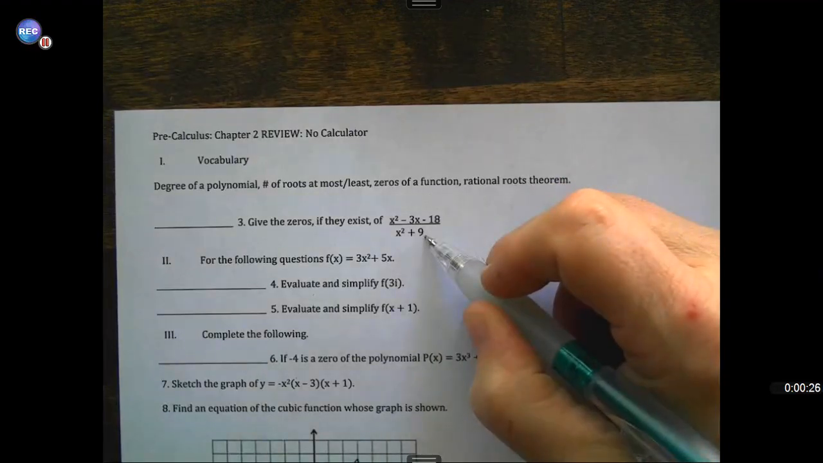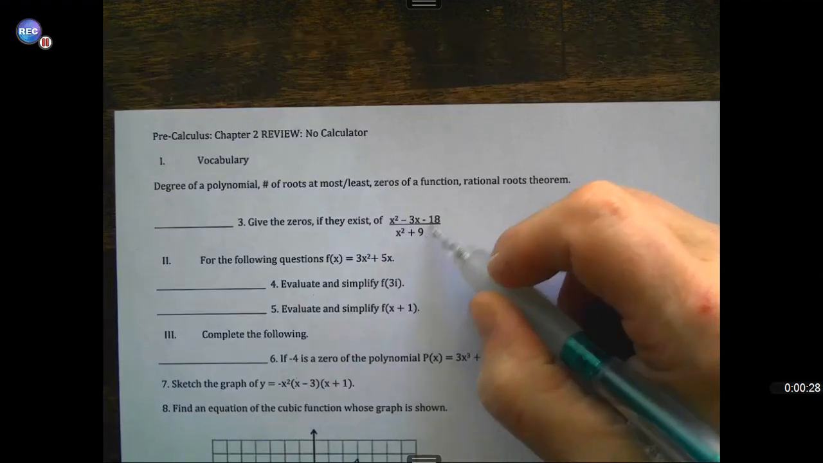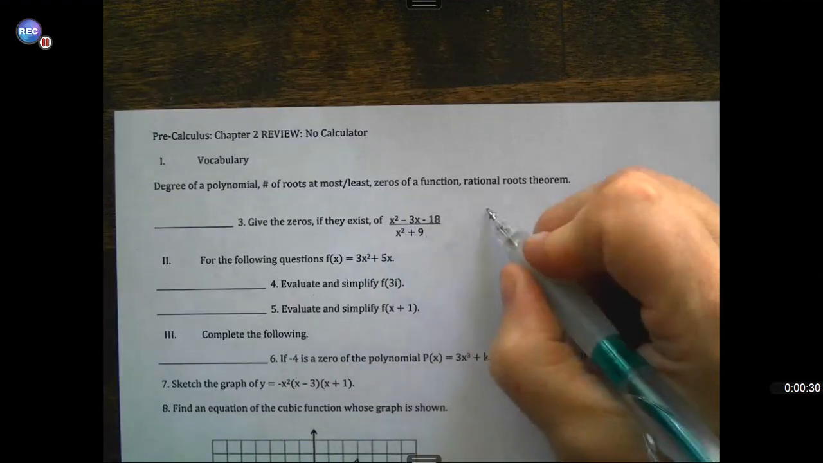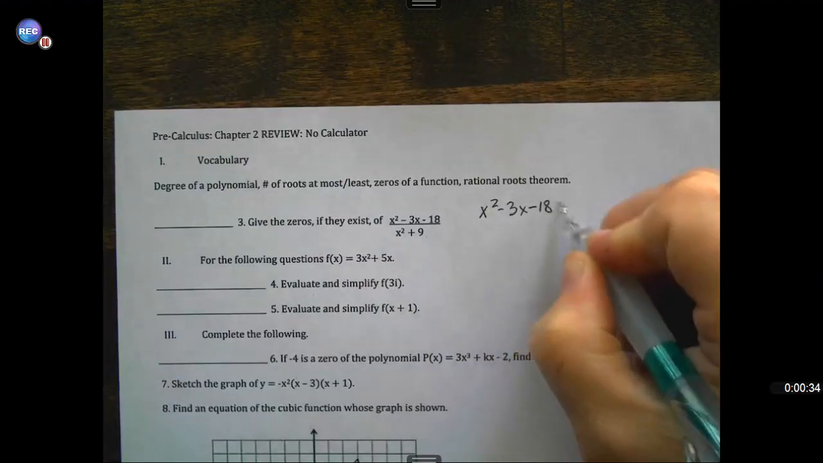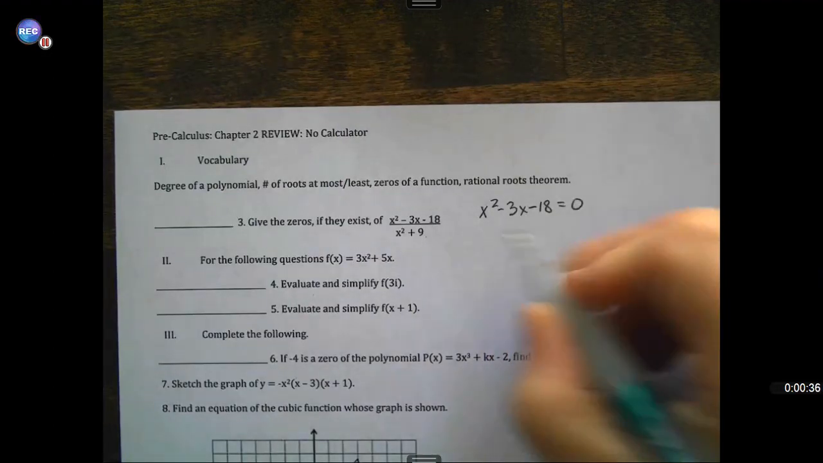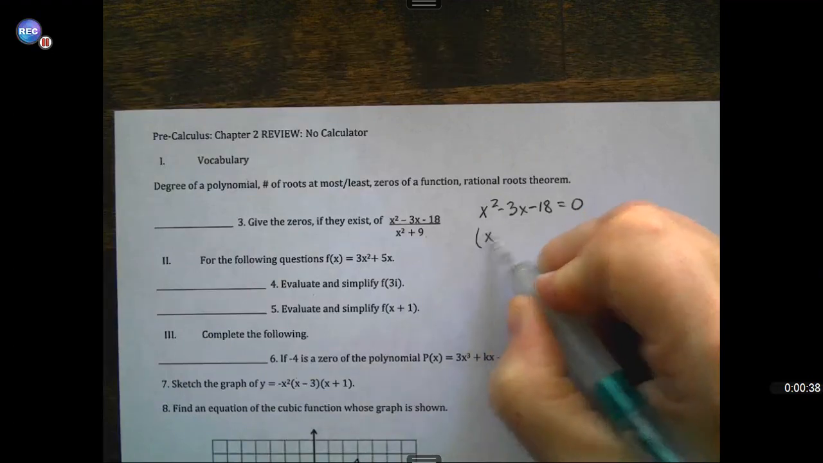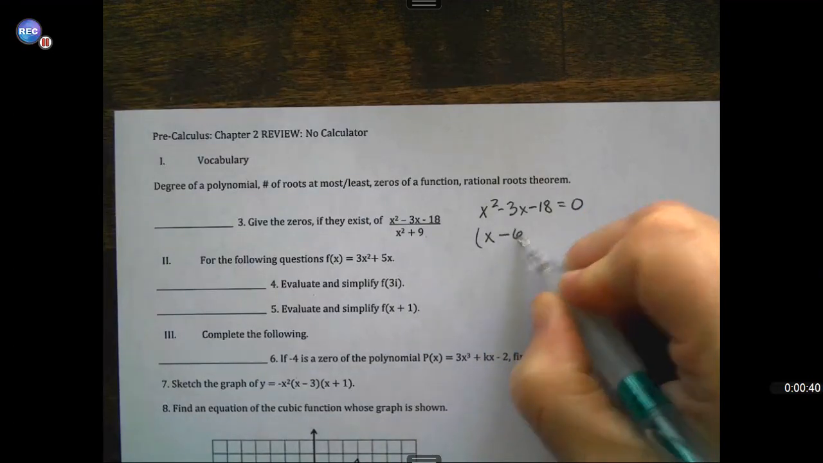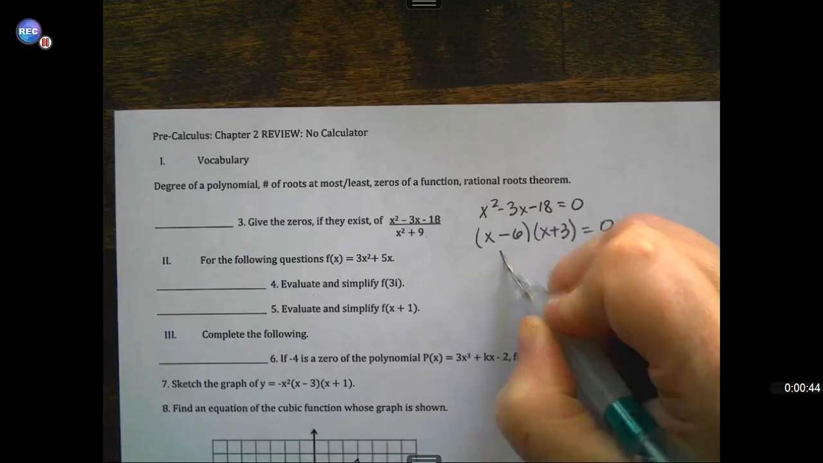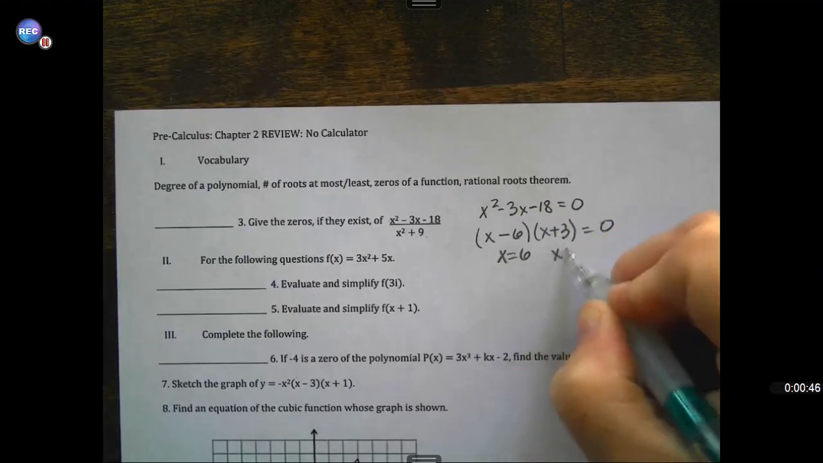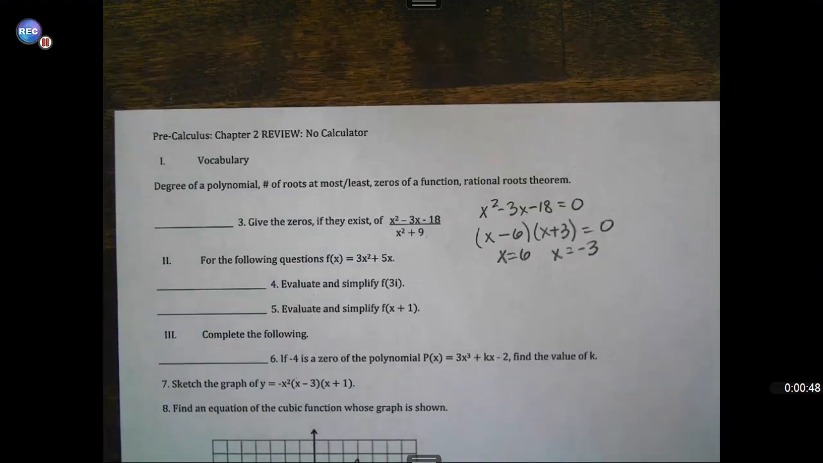So to find the zeros of this function, I take the numerator, x squared minus 3x minus 18, and I set it equal to 0. And that's going to factor to x minus 6 times quantity x plus 3. So this gives me x equals 6, x equals negative 3. And that's that problem.